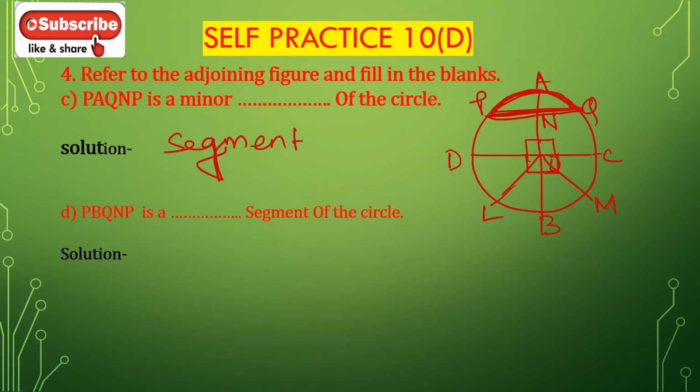D bit. PBQP is a dash segment of the circle. This is the major segment of the circle. PAQP is the minor segment, and PBQP is the major segment of the circle.